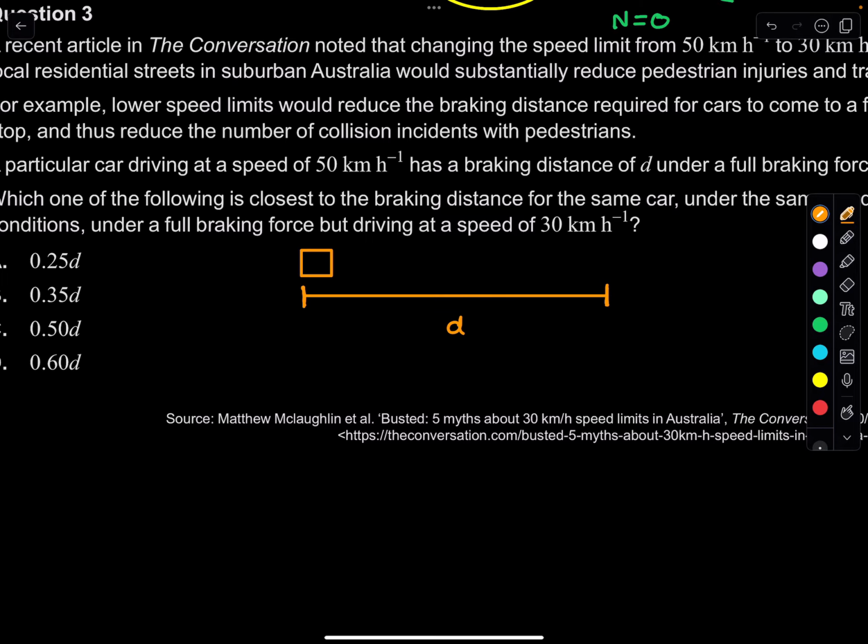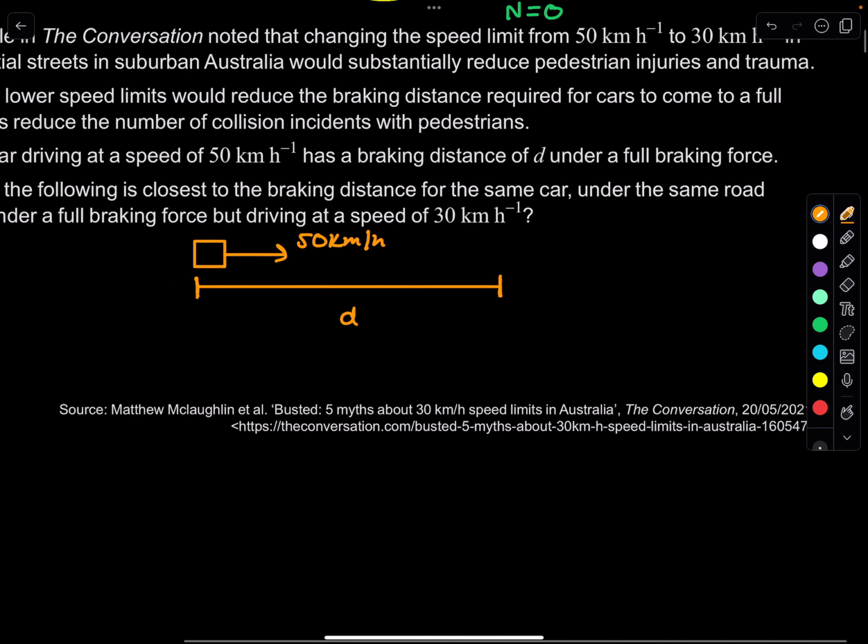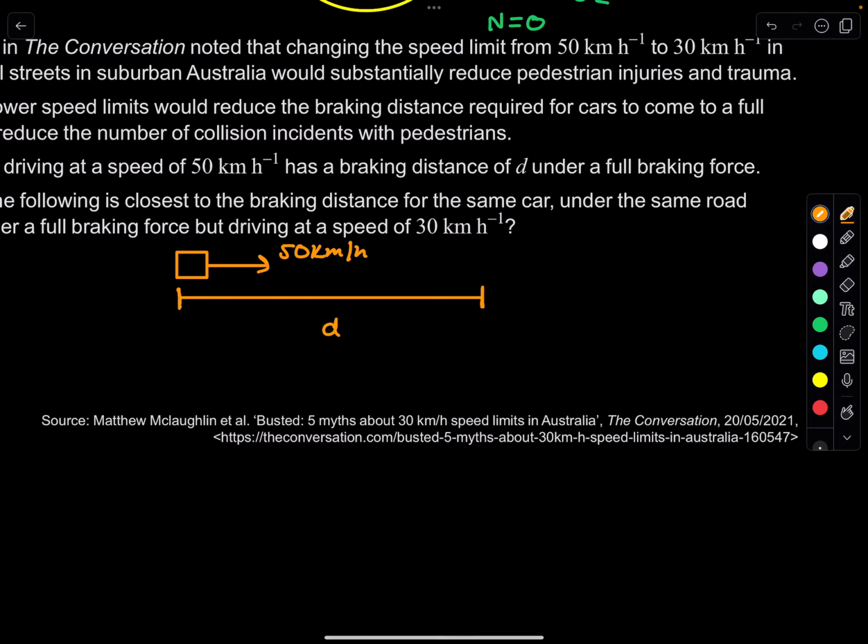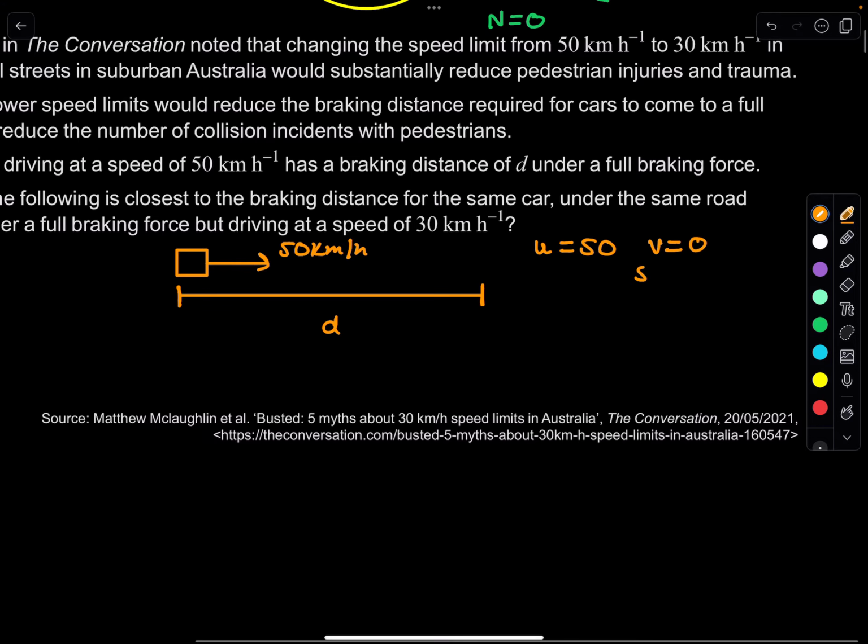Imagine this is our car, and it's first traveling at 50 kilometers per hour. So we know that it would start initially with that velocity, u equals 50. Because it's braking, its final velocity is going to be 0 when it's here. So your final velocity must be 0. And we know S, your displacement, is going to be your braking distance, which is d. And what about acceleration? Acceleration we don't know, so I'm going to put a question mark there. We're just going to leave it.